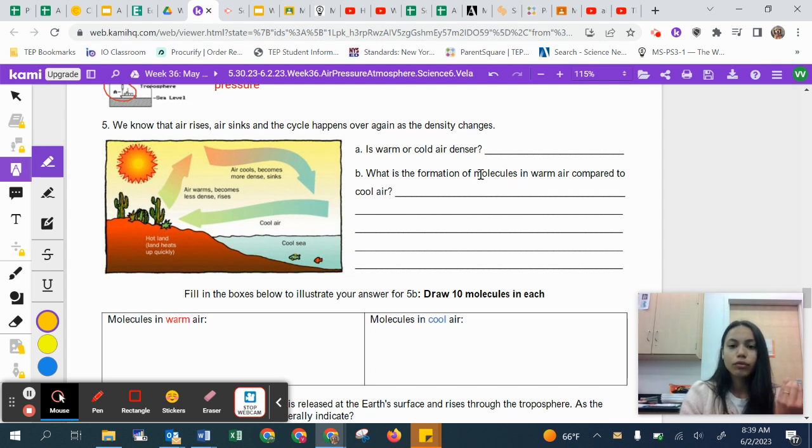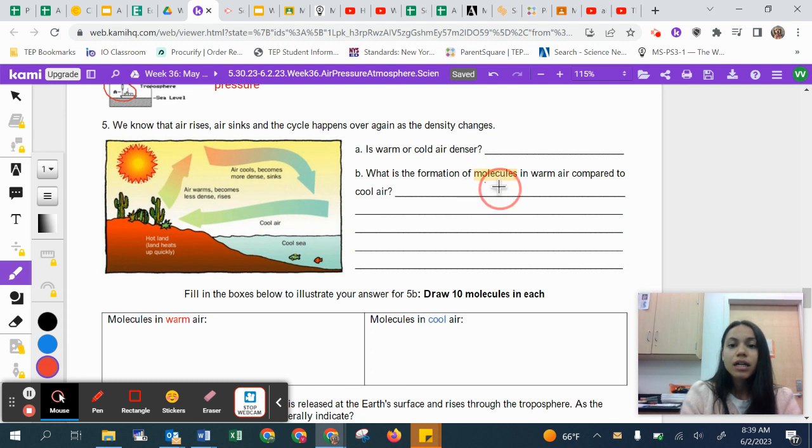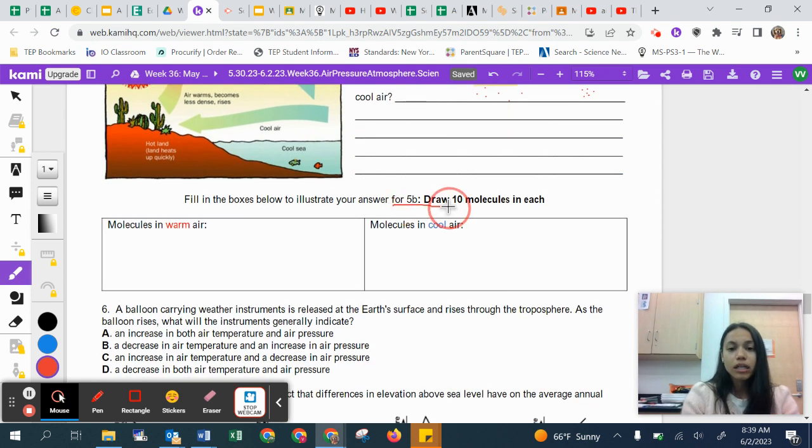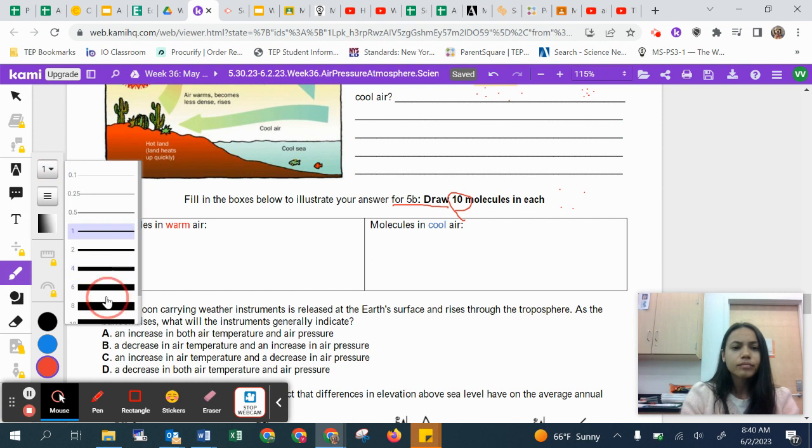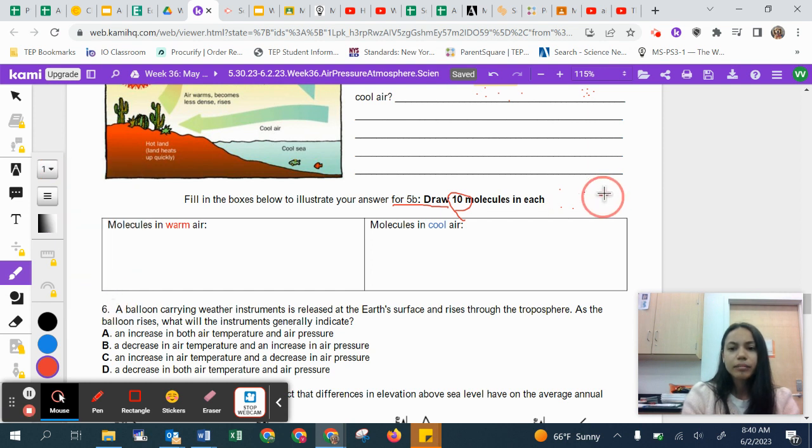And B, what is the formation of molecules? So molecules, remember those little dots here. Warm air is compressed in warm air compared to cool air. Okay, so are they closer together or are they far apart? So I want you to tell me that. You can even draw pictures, like which one represents warm air, which one represents cool air, because you have to do it anyway here. So you only need to draw 10 molecules, so like 10 of these dots. But maybe you should make them a bit bigger so I can actually see them. Okay?